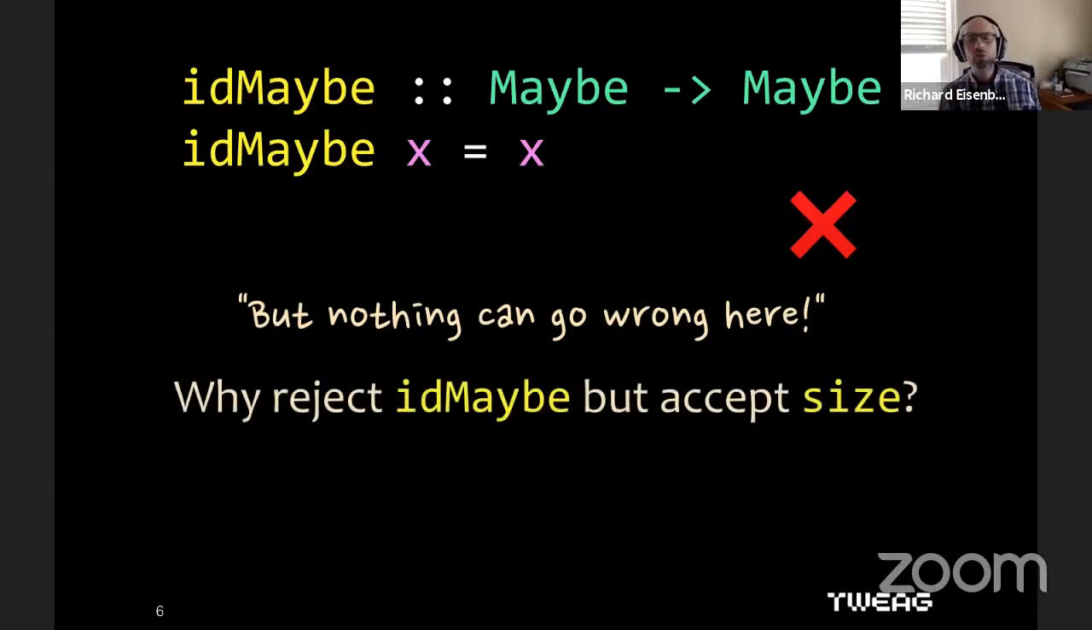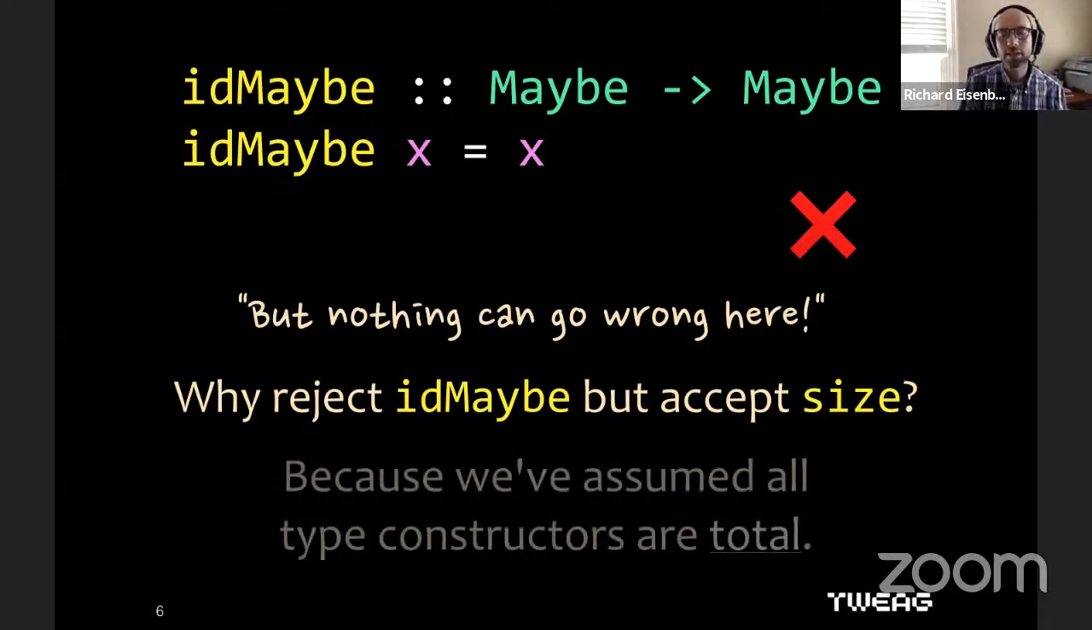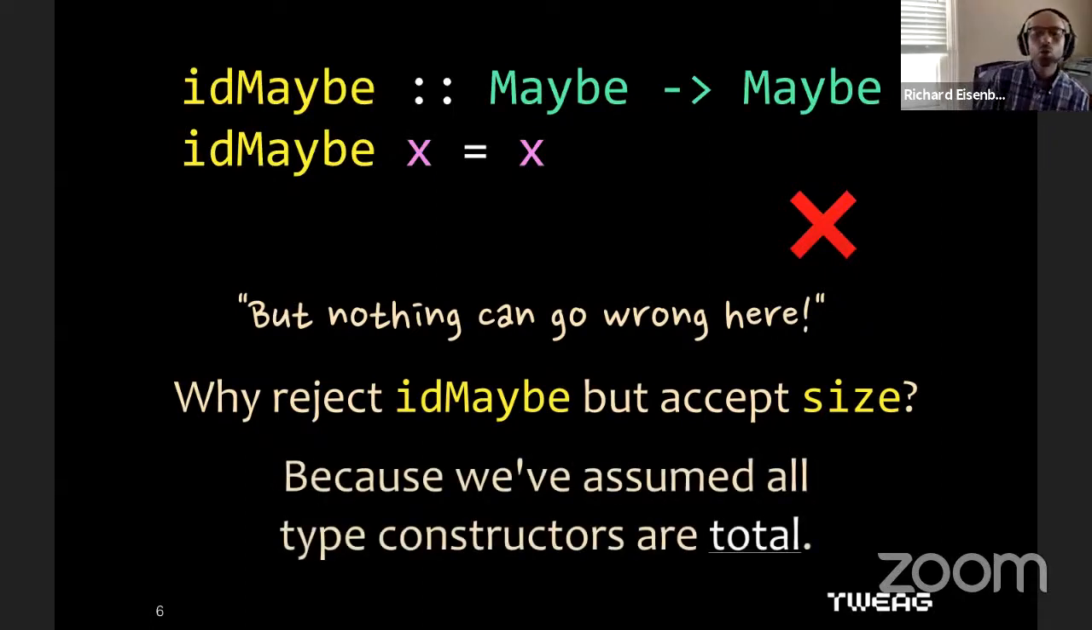So what we really want to do is, for the same reasons we want to reject id maybe, we also want to reject size. Size was a definition that even though nothing can go wrong, nothing can go right either. We're never going to be able to use a function over sets of functions to do useful work. And so why have we rejected id maybe but accepted size? And that's because without really realizing, we've assumed all type constructors are total.